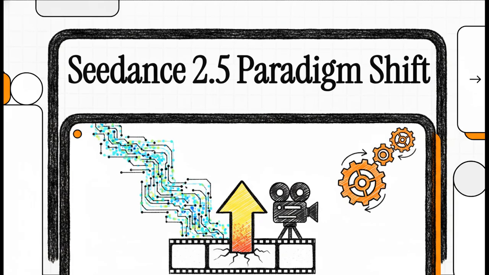Let's get right into it because today we are unpacking an absolute generational leap in the world of generative AI, ByteDance's newly announced Seedance 2.5 model. Throughout this explainer, we're going to look at the data, the specs, and the major industry shifts to understand why this isn't just some minor iteration. It is a complete paradigm shift for creation.